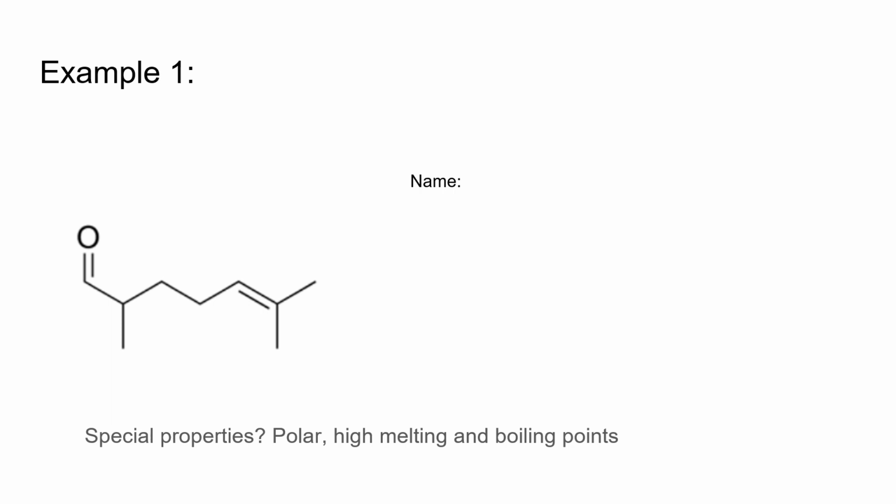Okay, so in this example, just like I said, the first step is to identify the main chain. The main chain is usually the longest chain in the molecule, so it should be this chain: 1, 2, 3, 4, 5, 6, 7. So 7 carbons, which means it should start with Hept. And then we notice there's a double bond in here, so we know it should be Hept something En.